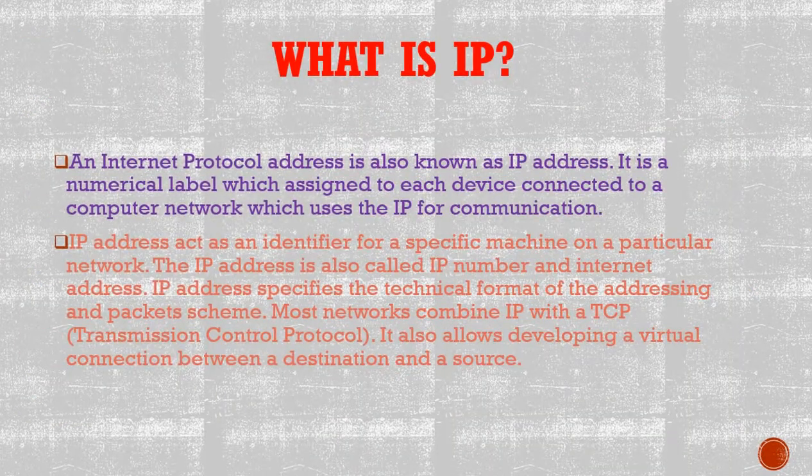Now basically, what is IP? IP is nothing but Internet Protocol. It is a numerical label assigned to each device connected to a computer network which uses IP for communication. So basically, IP is used for communication. An IP address acts as an identifier for a specific machine on a particular network. An IP address is also called an IP number and internet address.